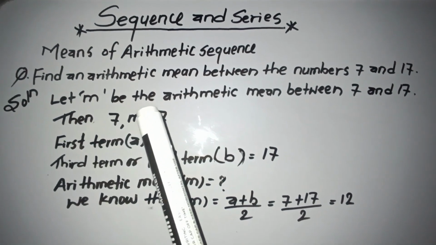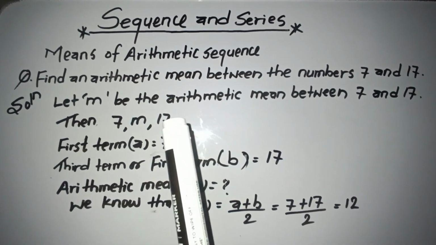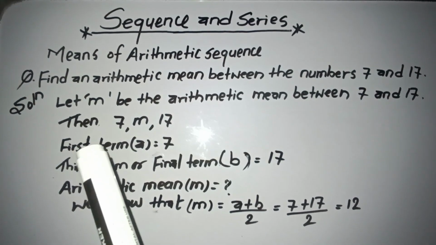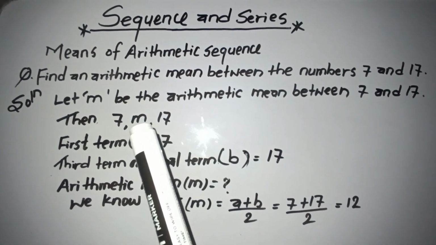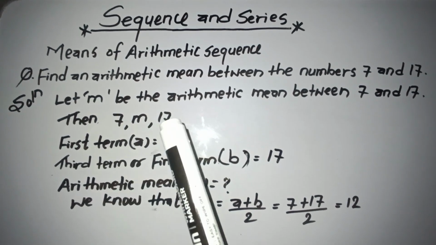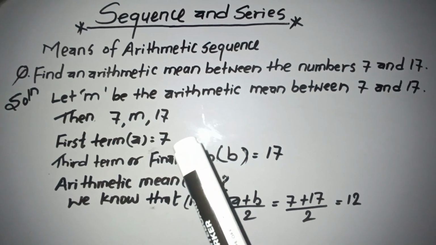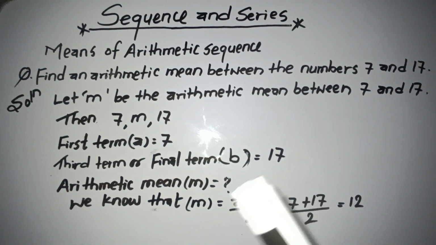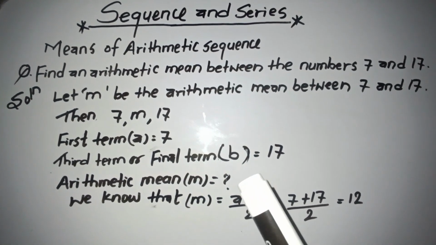Let m be the arithmetic mean between 7 and 17. Then we can represent these numbers as 7, m, 17. M is the arithmetic mean between these two numbers 7 and 17. We can represent the first term a equals 7, the third or final term b equals 17, and the arithmetic mean m equals what?